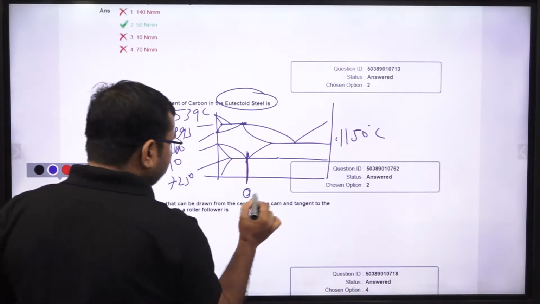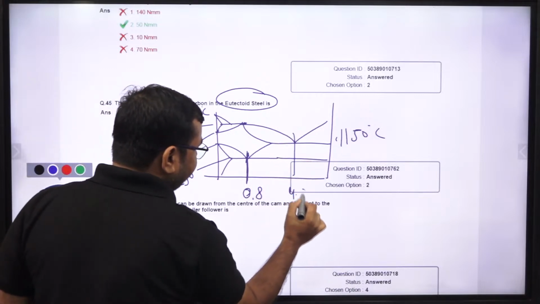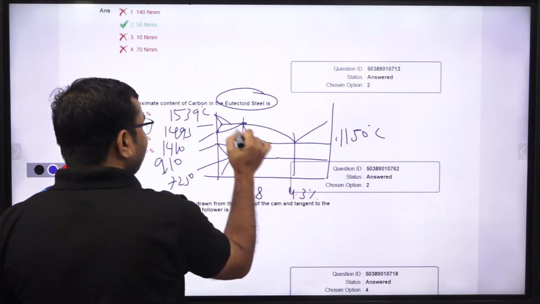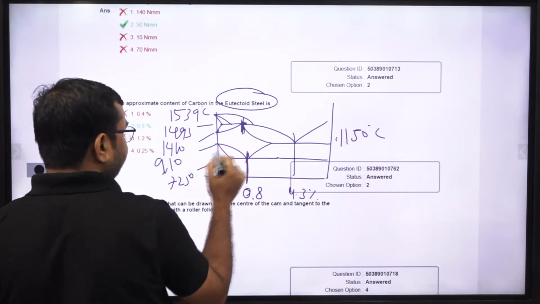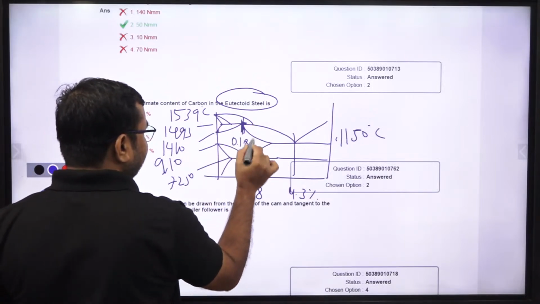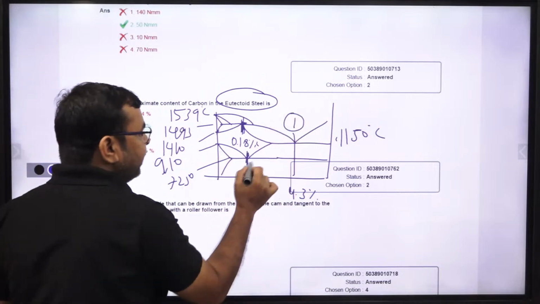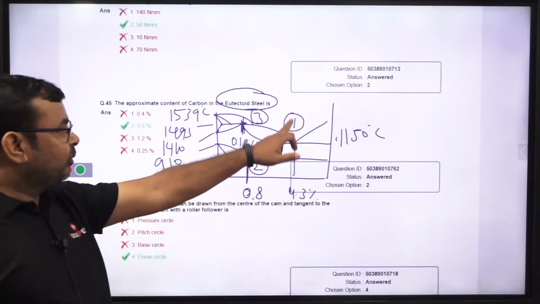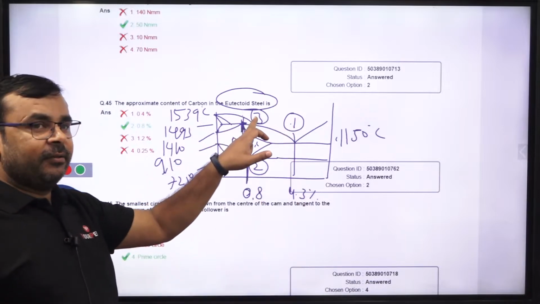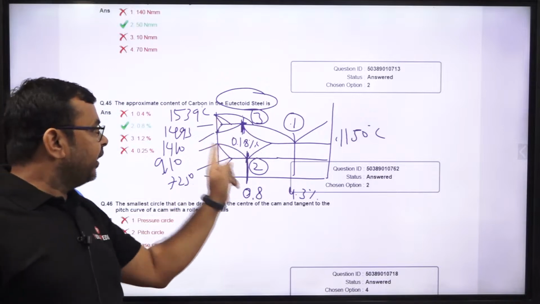Corresponding to this, here we have 0.8% carbon. Here we have 4.3% carbon. And at this point, we have 0.18% carbon. So you must remember these 3 points. This is eutectic, eutectoid, and this is peritectic. Is that clear? Sorry, peritectic, not peritectoid. And generally students don't remember this.